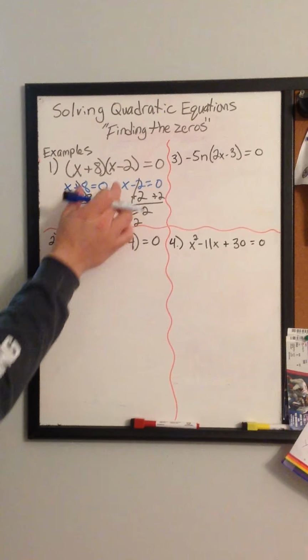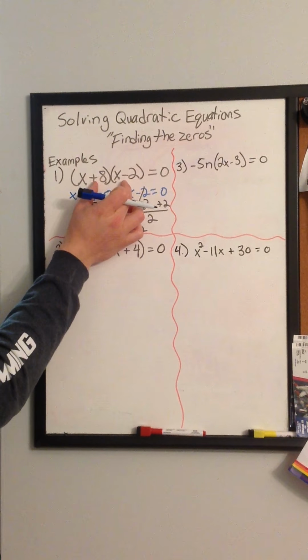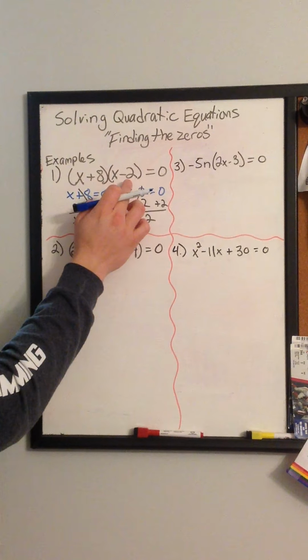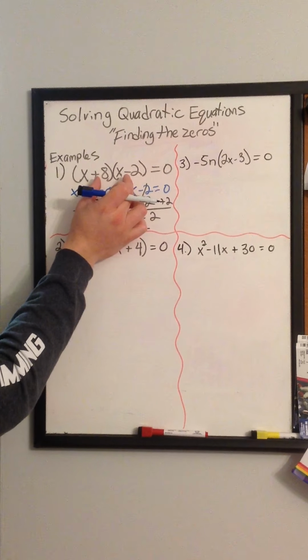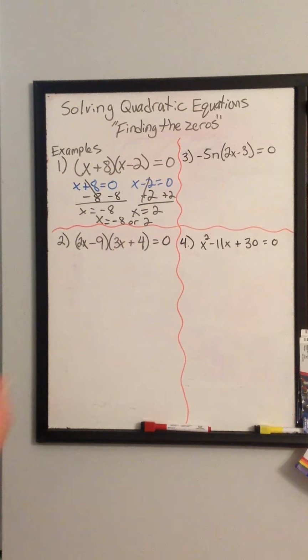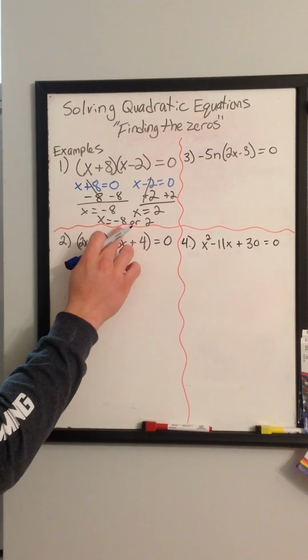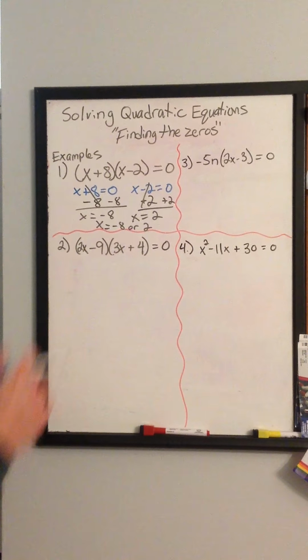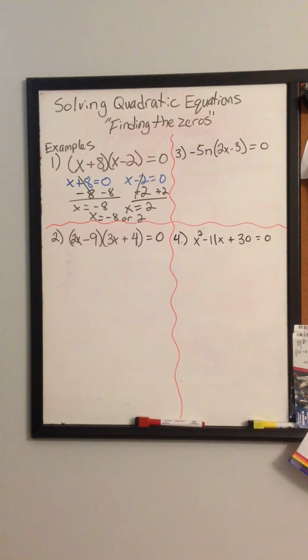So pretty much all we want to do when we're in factored form, and this is factored form because we're looking at two factors, is set each factor, each one specifically, equal to 0. Solve for each x individually, and that's how we get our final answer. Let's take that concept and work on number 2.